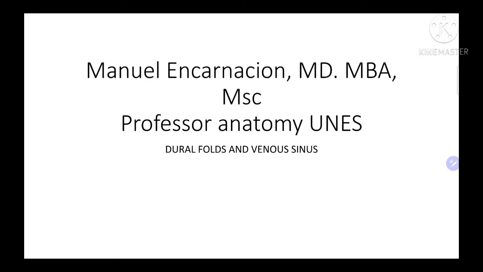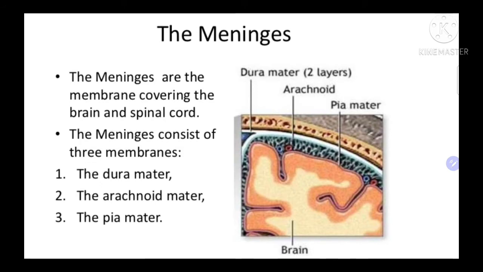Today we're going to talk about dural folds and venous sinus. The meninges are the membrane covering the brain and the spinal cord. The meninges we need to divide in three types, three membranes: the Dura Mater, the arachnoid, and the pia mater. This division is from outside to inside.